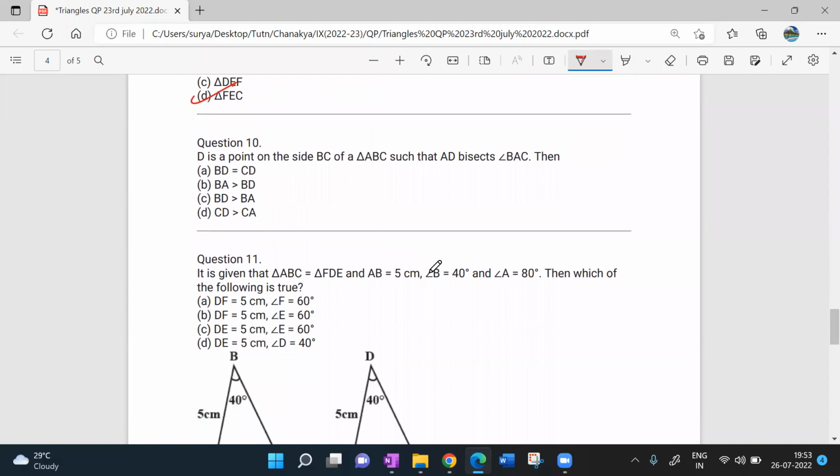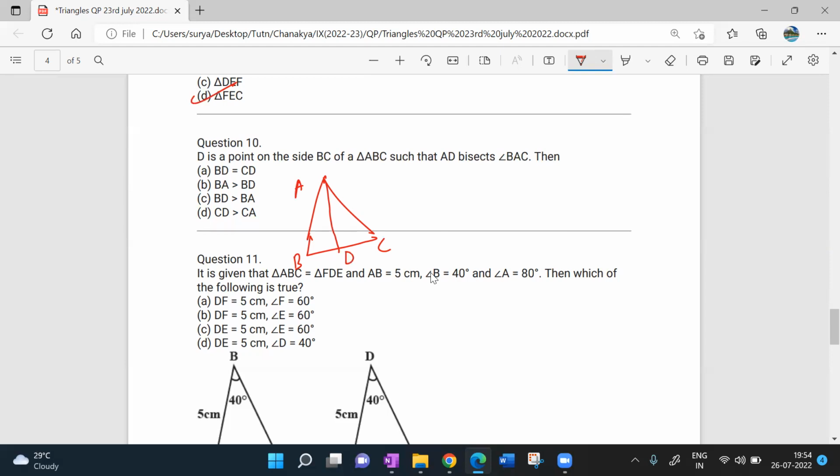Next, D is a point on the side BC of triangle ABC. This one I had a doubt, sir, actually. Sir, it bisects angle A, so BD is equal to CD, right? Sides opposite to equal angles are equal, right? I'll tell you, wait. This is triangle ABC, beta, okay? Such that AD bisects angle BAC. So this question I gave you that day in the chat also.